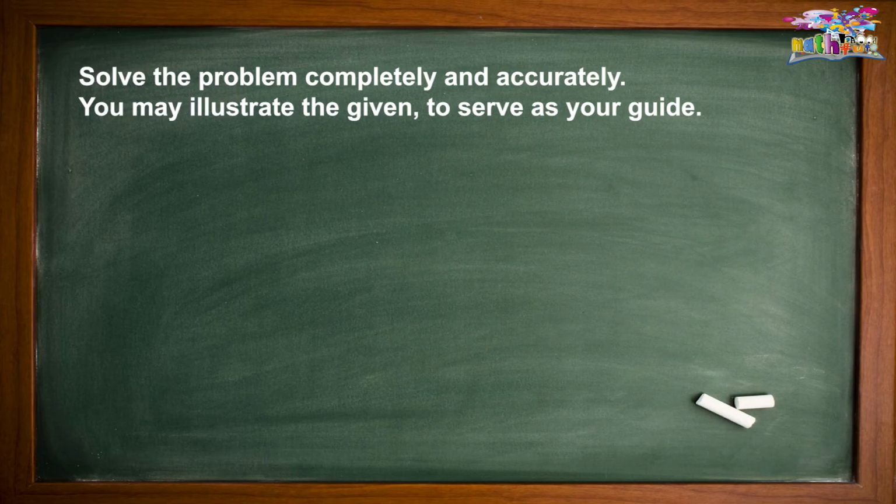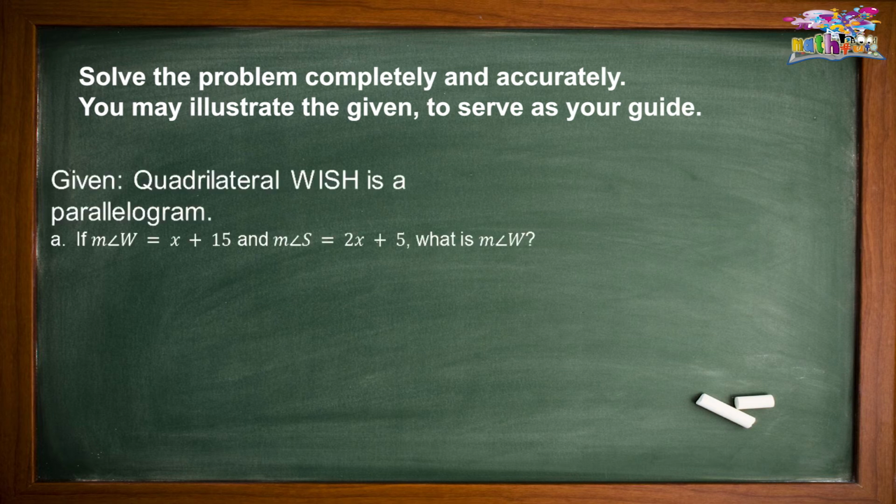Way to go! This time, we will solve a problem involving a parallelogram. Let's get it on! Solve the problem completely and accurately. You may illustrate the given to serve as your guide. Given, quadrilateral WISH is a parallelogram. If the measure of angle W is equal to x plus 15 and the measure of angle S equals 2x plus 5, what is the measure of angle W?